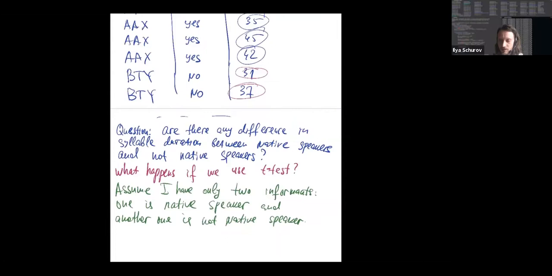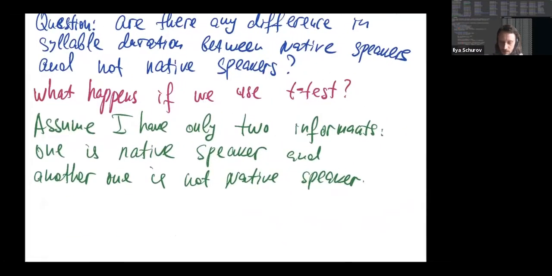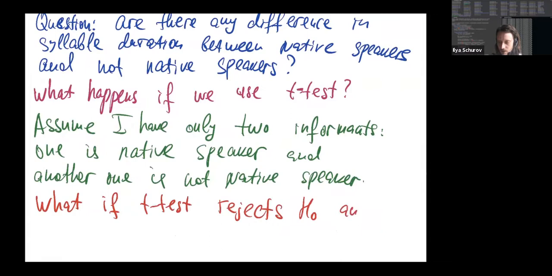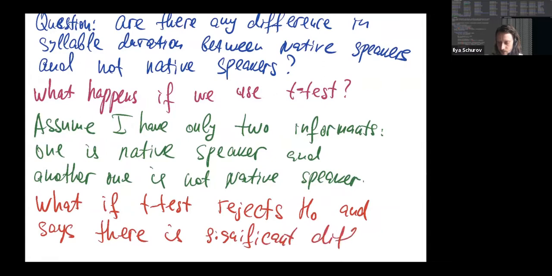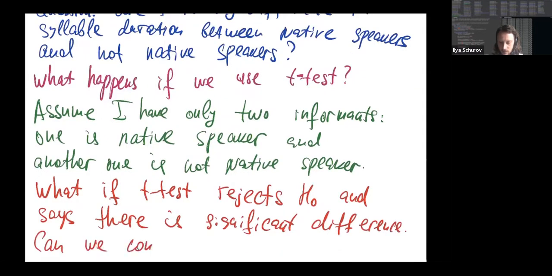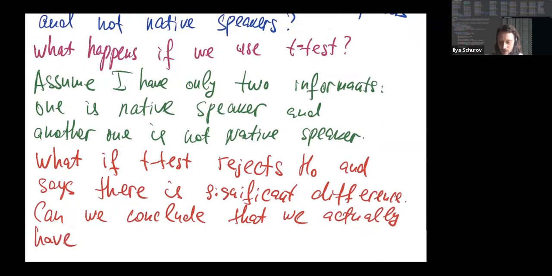But how can we interpret it? What if the t-test rejects the null hypothesis and says there is a significant difference? Can we conclude that we actually have a significant difference between native speakers and not native speakers?